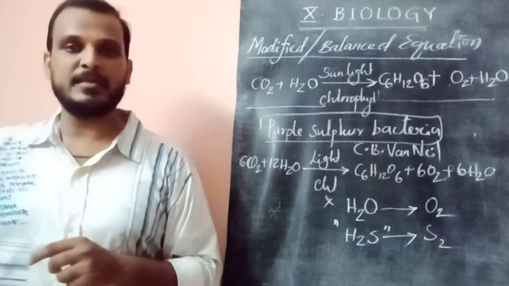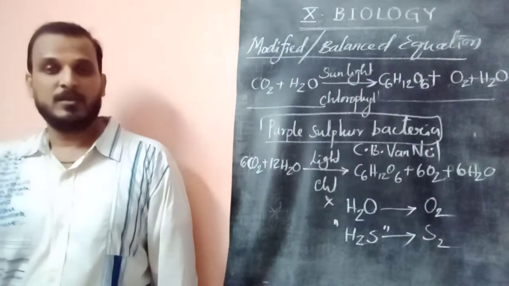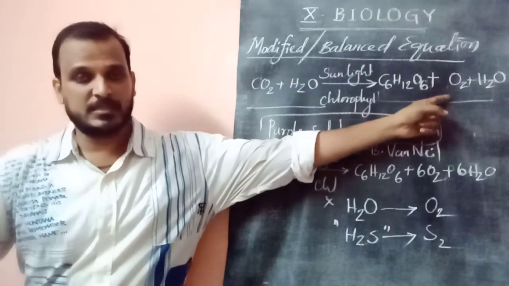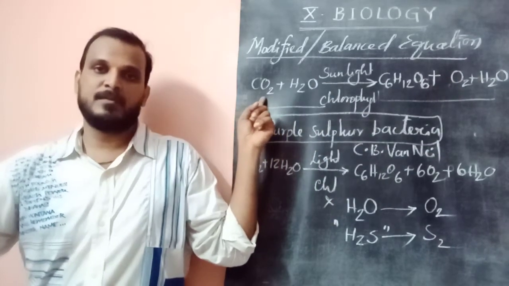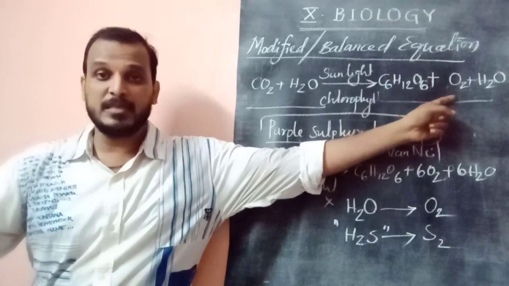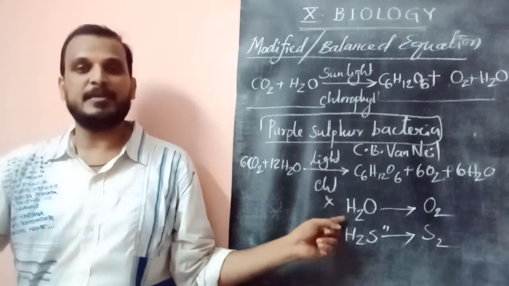So here the thing is, when water is used, oxygen is released from the water. Don't think, dear children, that the oxygen which is released in photosynthesis is released from CO2. It is a wrong one. The oxygen which is released in photosynthesis was released from the water molecule. That's why it happened here.